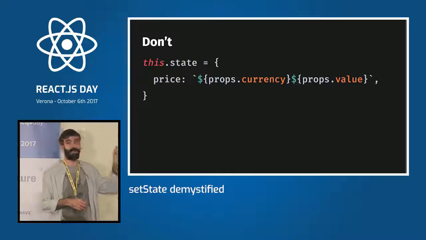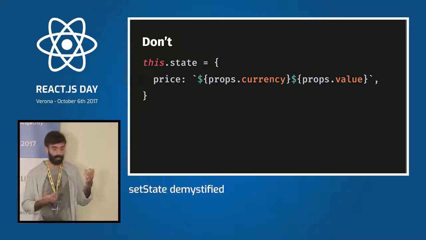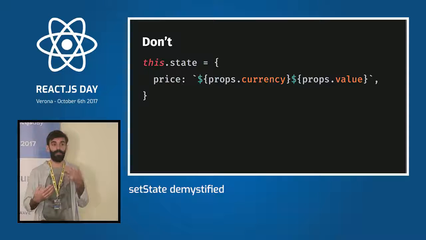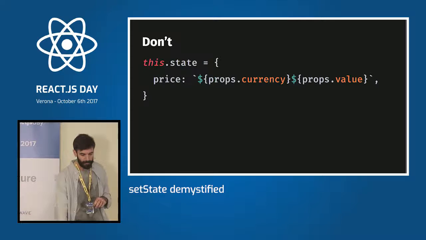In this case, we are initializing the state using the props, which is perfectly fine. It works. But this means that you have to keep the state and the props up to date, because if the props change, you have to keep them in sync. And there is no reason to do that. You just use the props in your render method.